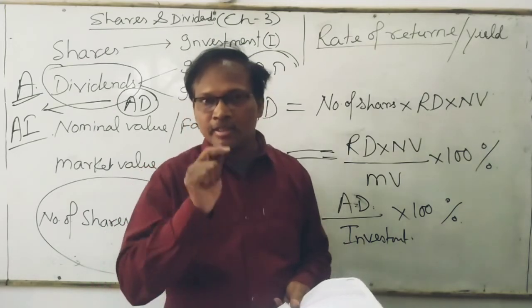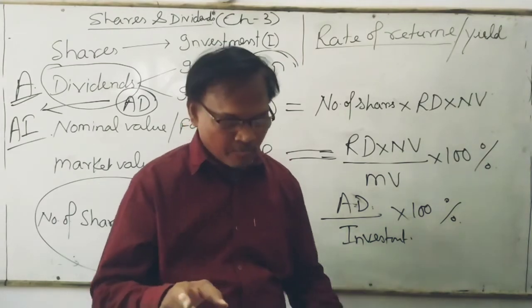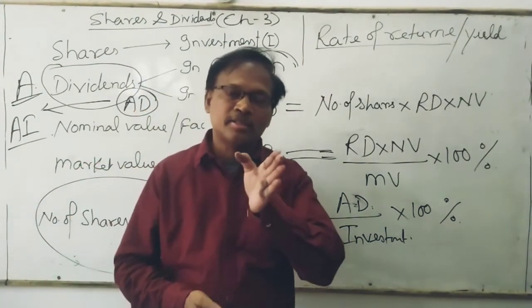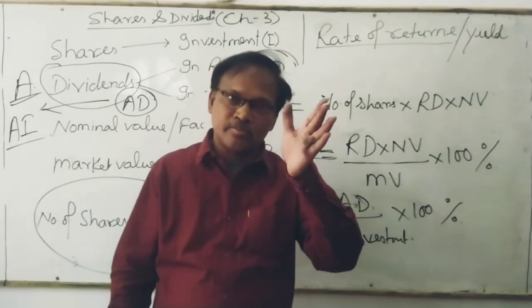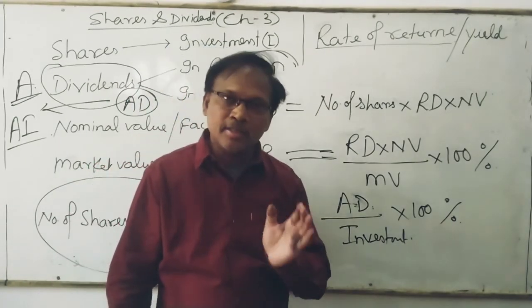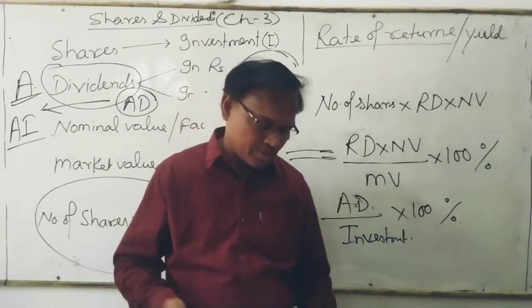Similarly, rate of return is also in percent, rate of dividend is also in percent. So for rate of dividend, if it is not given anything but any percent is given before the term share, then you will consider it as the rate of dividend. Otherwise, rate of return will be given by name.